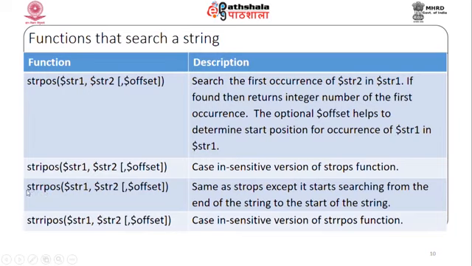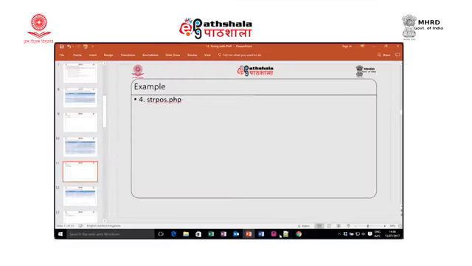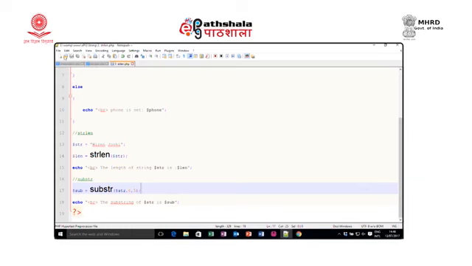To reverse, you can use strrpos, the same as strpos, except it starts searching from the end of the string, meaning reverse. And for case insensitive reverse, you can use strripos, which is again the case insensitive version of the string position function. Let me demonstrate an example of that one.